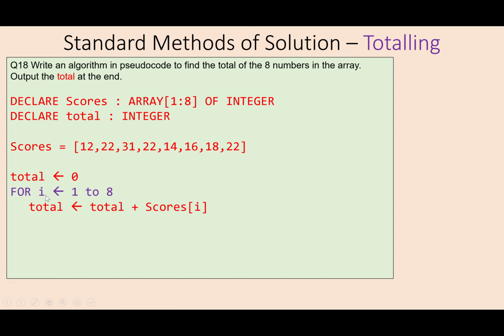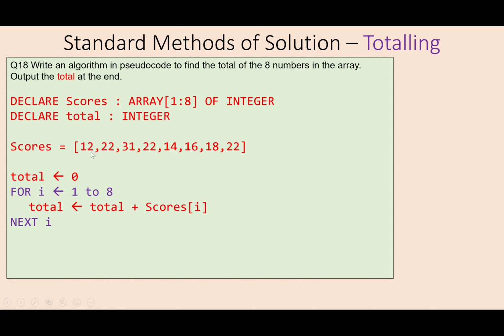So I is going to be starting at 1, scores 1 is 12, so we're going to add 12 to the total, which is 0. So 12 plus 0 is 12. Then we go next I, so I is going to go to 2, so we say total is total, which is now 12 plus scores I. So scores 2 is 22. So we've got 12 plus 22, that's 34. Next I becomes 3, and so on and so forth.